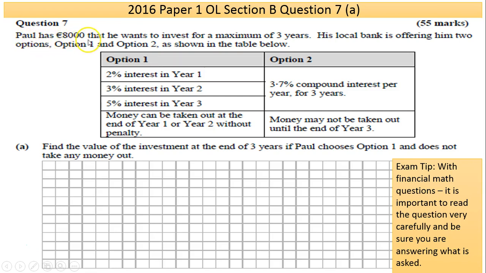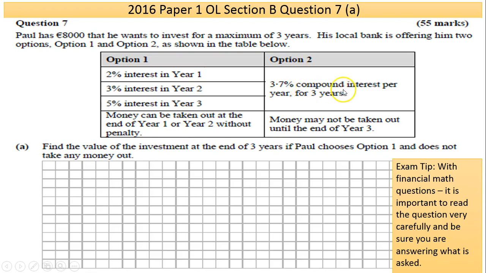Paul has €8,000 that he wants to invest for a maximum of 3 years. His local bank is offering him 2 options, option 1 and option 2, as shown in the table below. So which option is the best one? It's probably going to be asked at some stage. Option 1 gives you 2% interest in year 1, 3% interest in year 2, 5% interest in year 3. You can take money out at the end of year 1 or 2 without penalty.